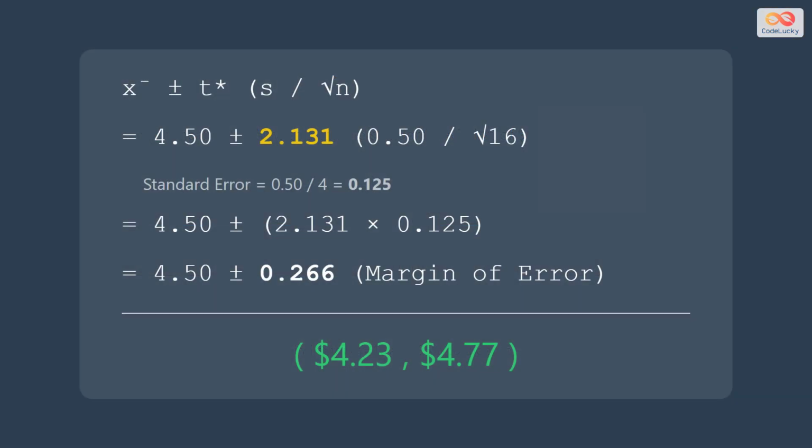Now we plug the numbers into the formula. We have 4.50 plus or minus 2.131 times the standard error. The standard error is 0.50 divided by the square root of 16, which equals 0.125. Multiplying that by our t-star gives us a margin of error of roughly 0.266. Subtracting and adding this to our mean gives us an interval of $4.23 to $4.77.